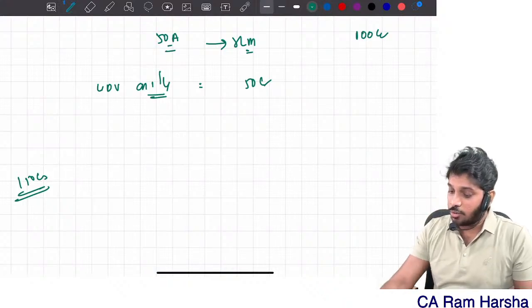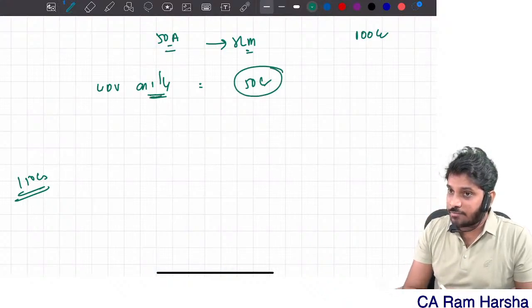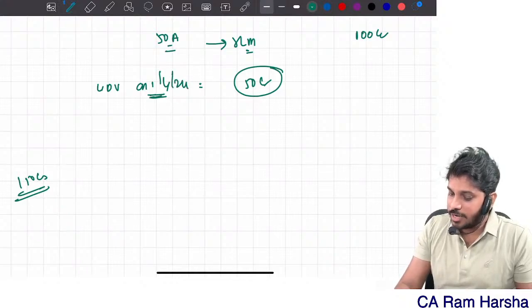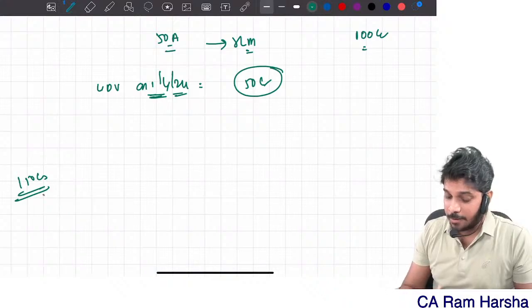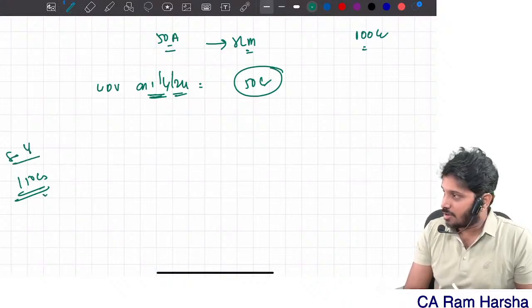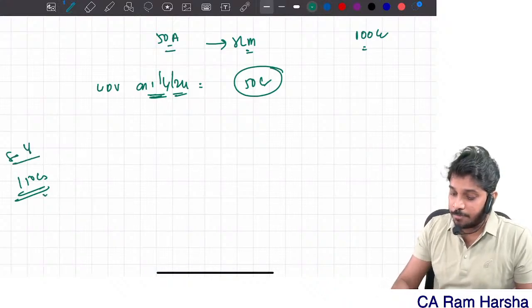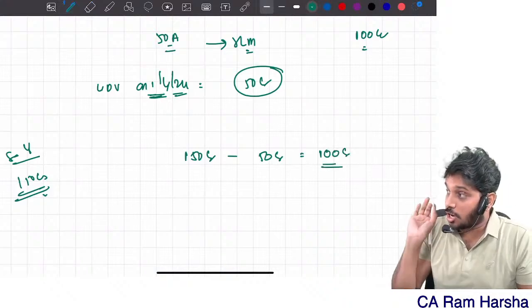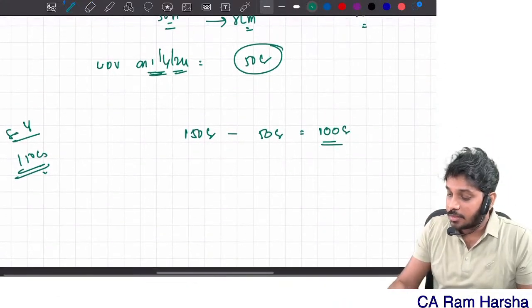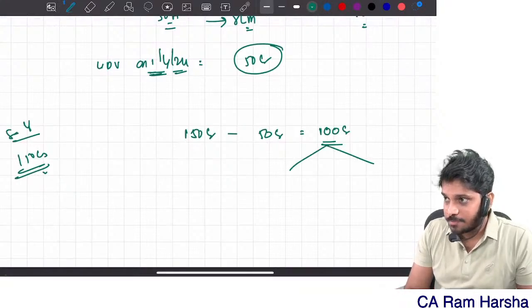Remember, opening value as on 1st April 2024 is 50 crore. I purchased originally for 100. Now I sold it for 150. Now how to compute? Very simple. Total profit is what? 150 crore is the sale price. 50 crore is the WDV. Total profit is 100 crore. But this 100 will be split into two parts.